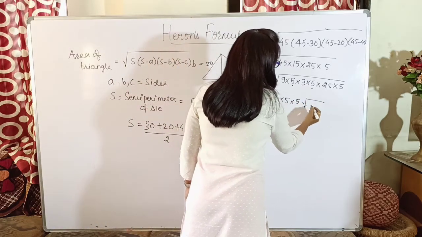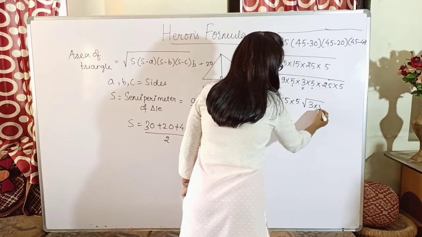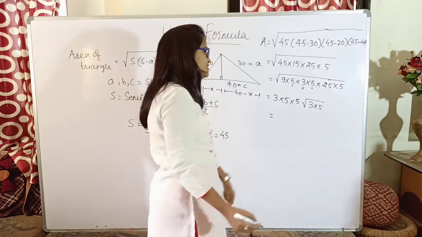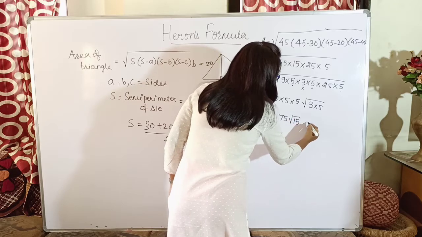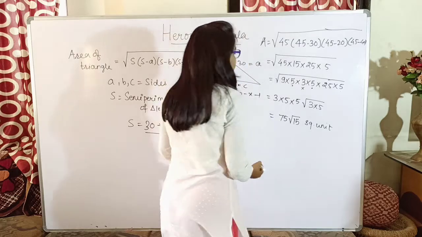So what is remaining under the root then? 3 and 5. So which gives me 3 5s are 15, 15 5s are 75, so 75 under root of 15 square unit is the area of the triangle.